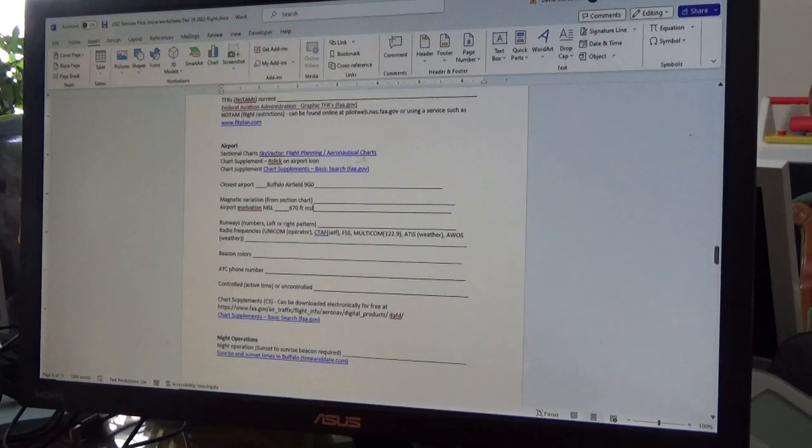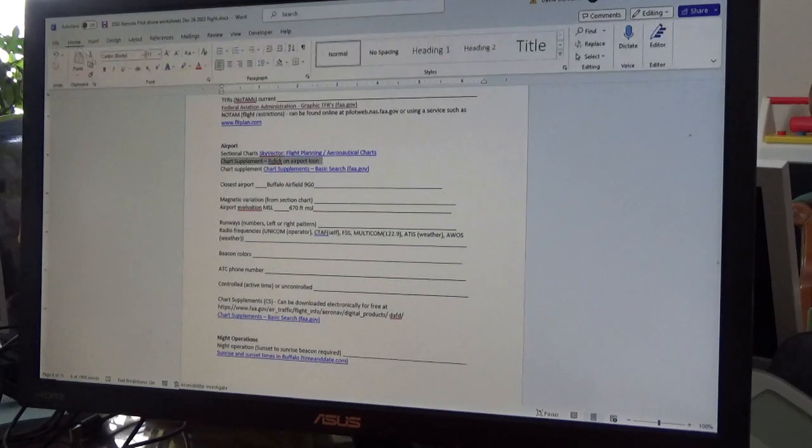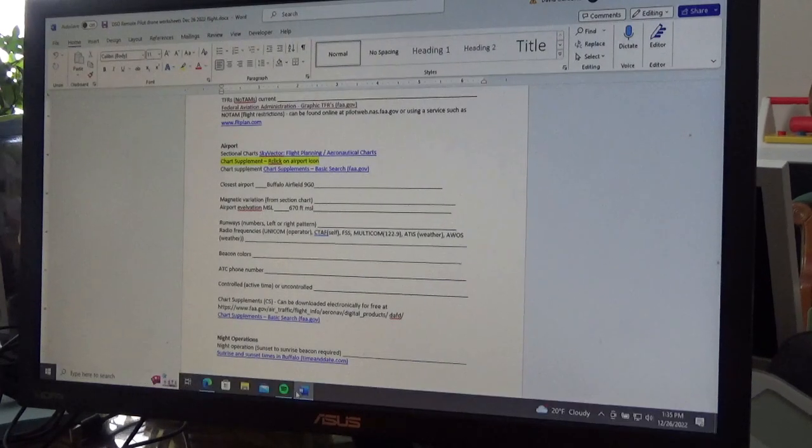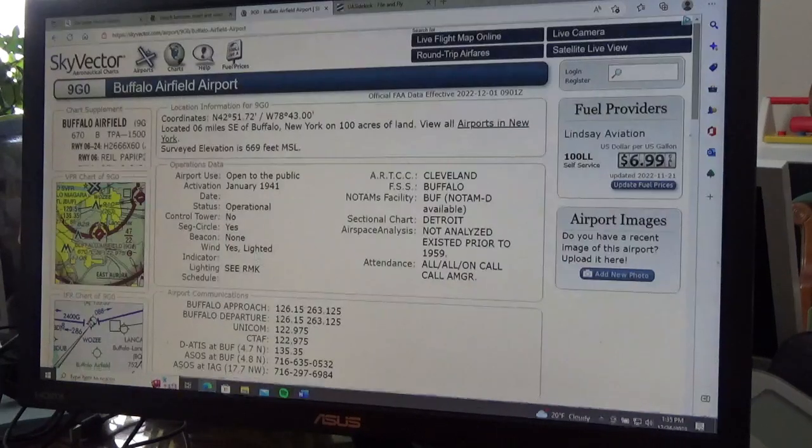So this thing. Oh yeah, we do have it right here. Right click on airport icon. So I think I'm going to highlight that. I forgot to do that. And we need magnetic variation, so let's go back and see.